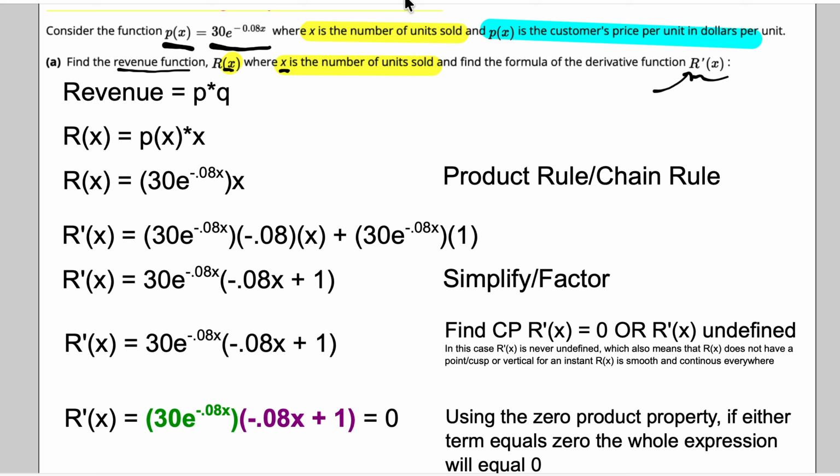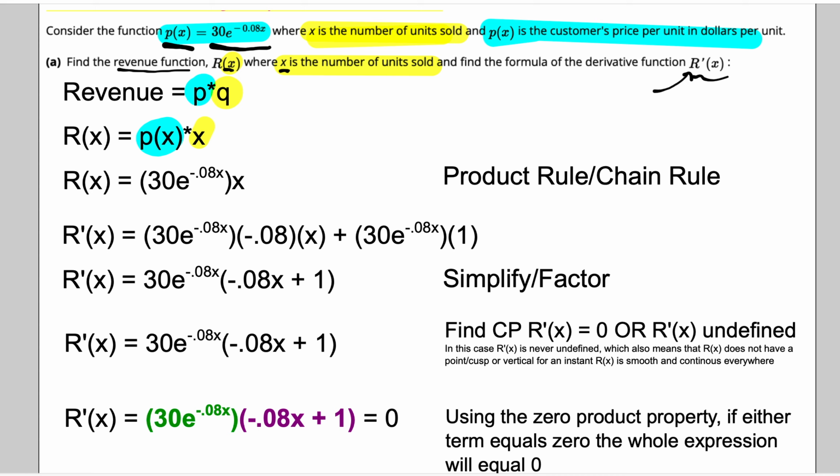And so we know that when we're talking about revenue, revenue is equal to price per item times the quantity of items sold. And so we're just going to scan through the problem here. We see that we're using x to represent the number of units sold, and price is this whole function. So we can write the revenue function, r of x, as p of x, which is our price function, times x. That represents our quantity, or the number of units sold.